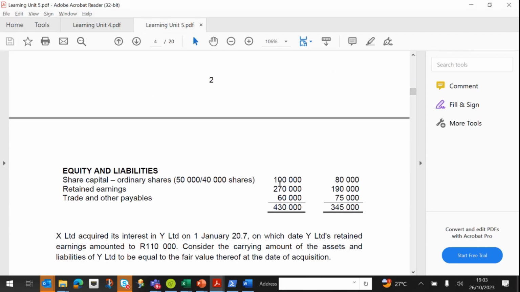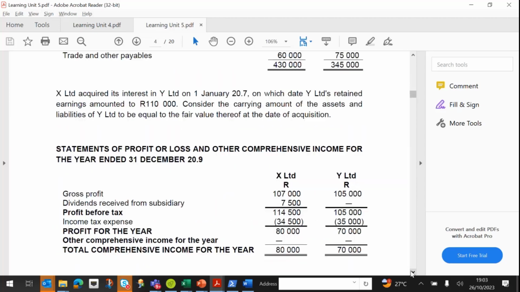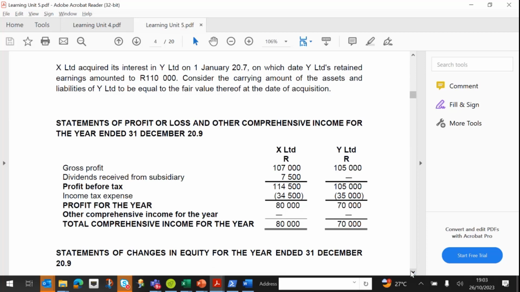You calculate your shareholding, right? So you have your shareholding to calculate. Then you have your gross profit, you have your dividends received, and so on and so forth. Everything is the same. So I want you to go and try the partly owned subsidiary and see how that plays out as well.